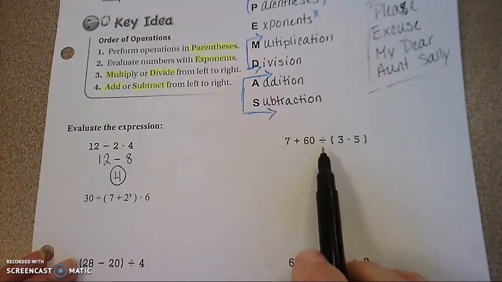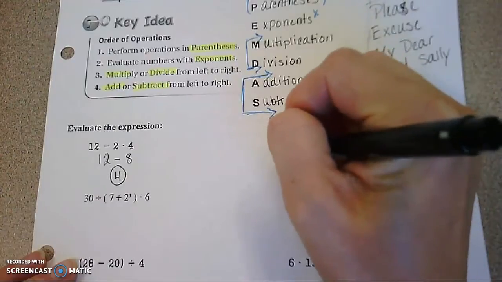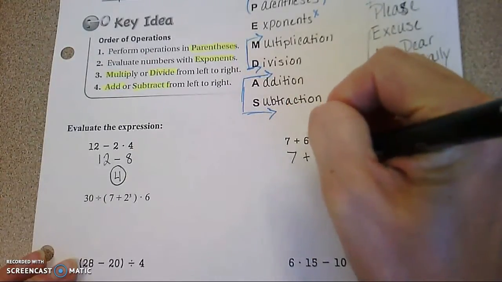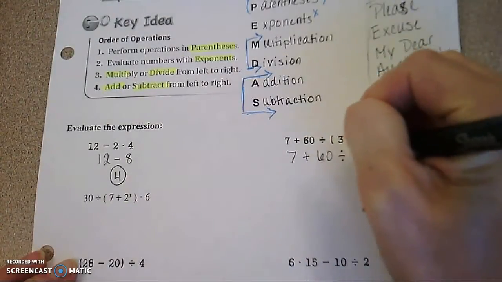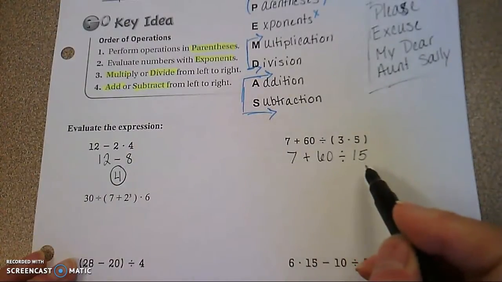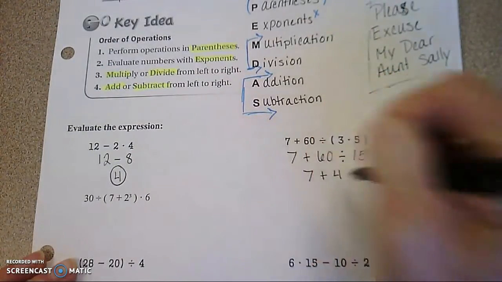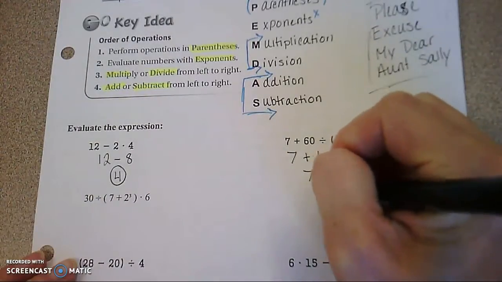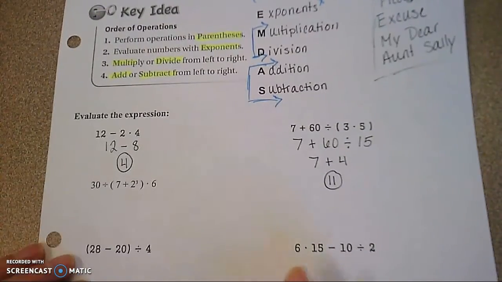Okay. Looking at the next one. 7 plus 60 divided by the quantity 3 times 5. So I'm going to start in my parentheses. So 7 plus 60 divided by, and instead of 3 times 5, I'm going to write that as 15. So I'm rewriting the problem every time to show my steps. Addition and division now. I'm going to work with the division. So I'm going to do 60 divided by 15, and here I get 4. So now I rewrite this, 7 plus 4, that becomes 11.